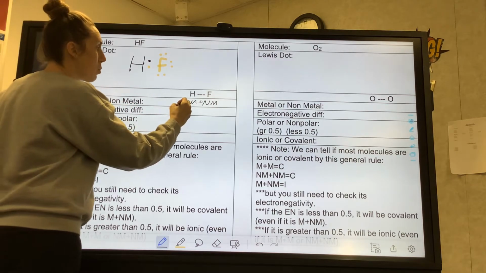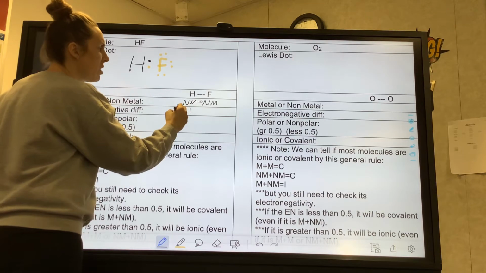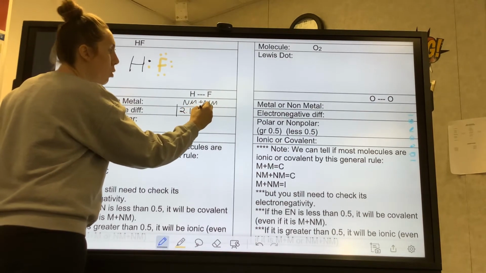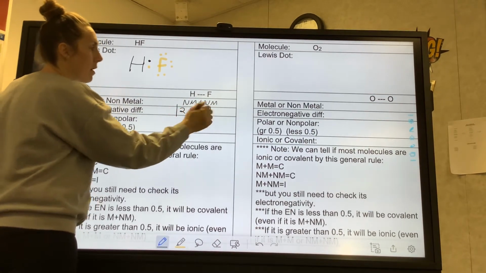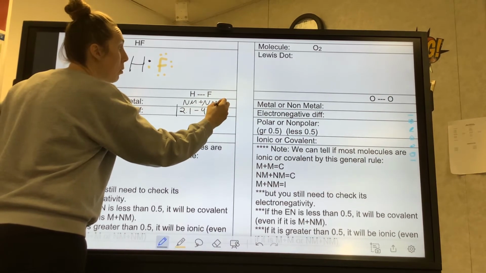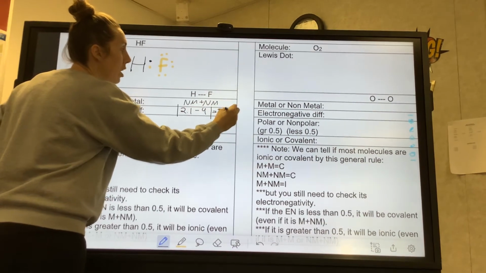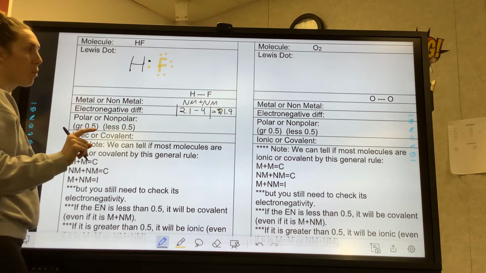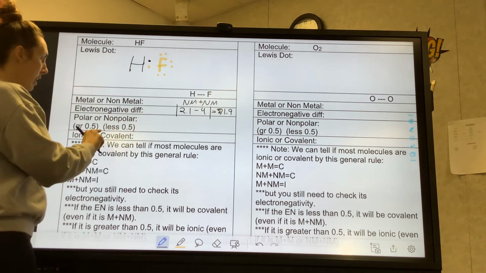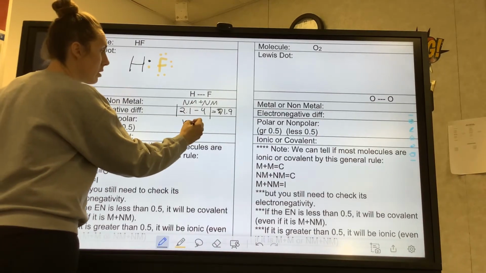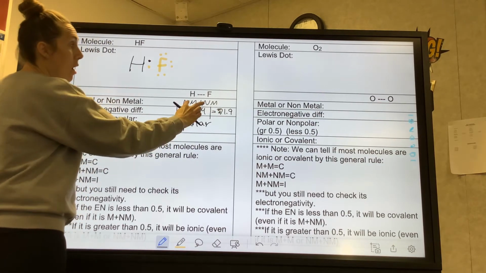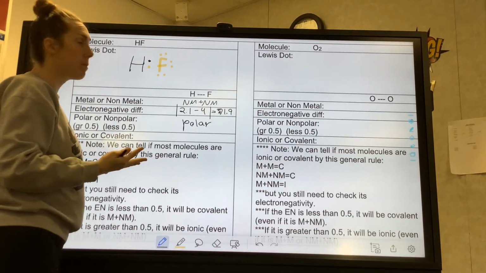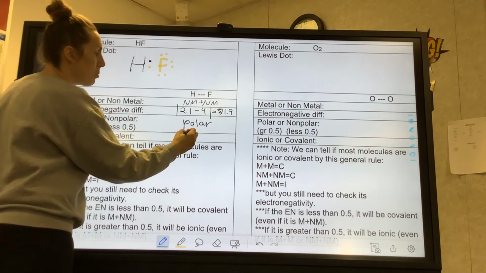Electronegativity of hydrogen is what, 2.1? What is fluorine again? 4. 4. So the absolute value of that is 1.9, sorry, 1.9. Wow, that is way greater than 0.5. So it is polar. And now, instead of me thinking it was going to be covalent, because it's polar, it is going to be ionic.